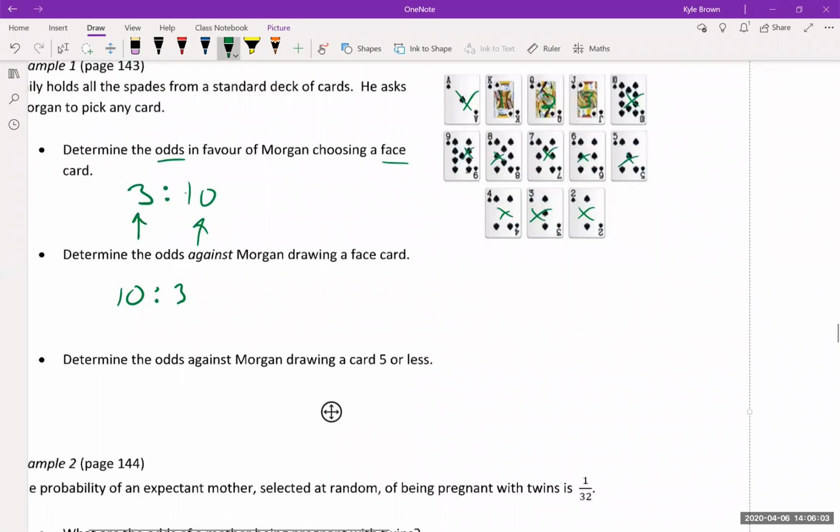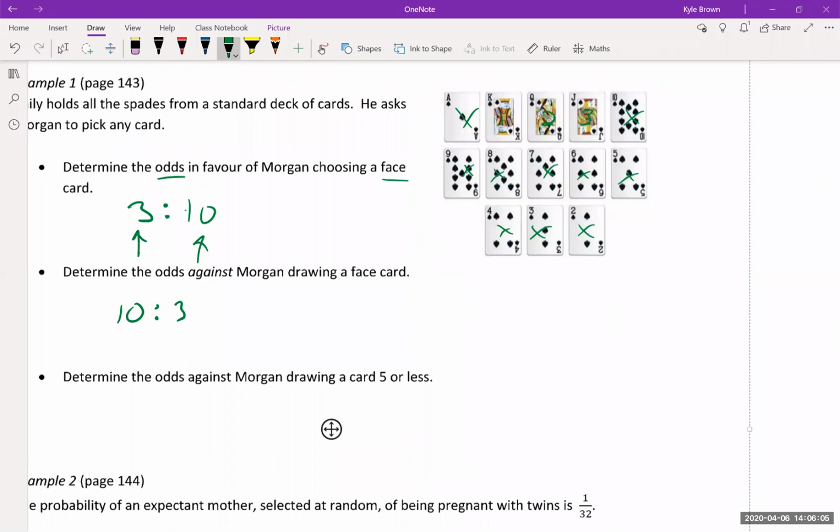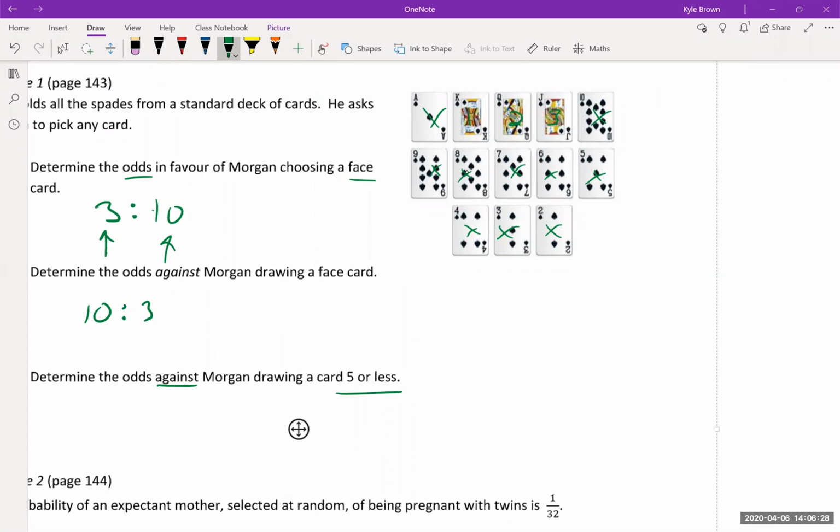Determine the odds against Morgan drawing a card 5 or less. These ones can be a little bit confusing because it says odds against. What I'd recommend, to avoid confusing yourself, is to figure out the odds for and then just flip it. So what are the odds for Morgan drawing a card 5 or less? Let's figure out how many cards 5 or less we have.